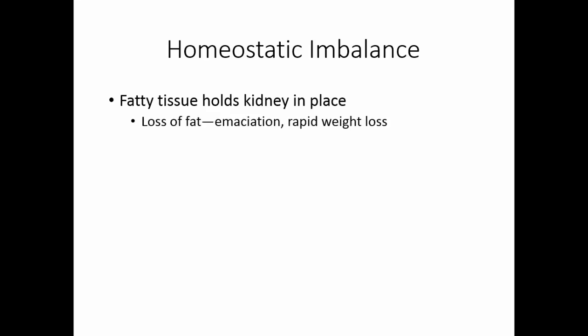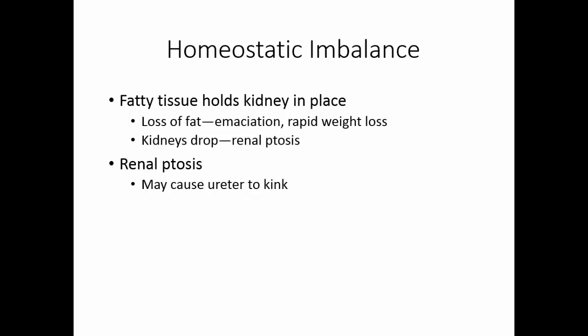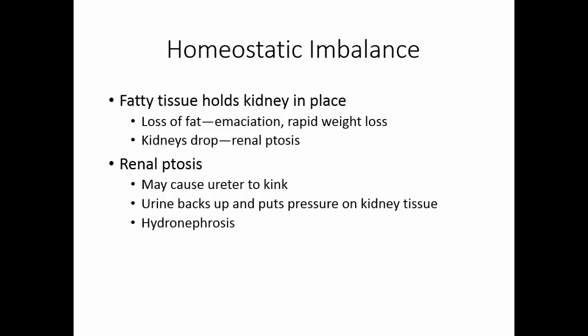If there is a loss of fat, either because of extreme starvation or rapid weight loss, the kidneys may drop out of position. This is called renal ptosis. What happens with renal ptosis is the ureter may kink, and if the ureter kinks, then urine is going to back up in the kidney and put pressure on the kidney tissue. This is a condition called hydronephrosis, literally water on the kidney. Because of this pressure, severe damage can occur, tissue death can occur, and eventually renal failure.